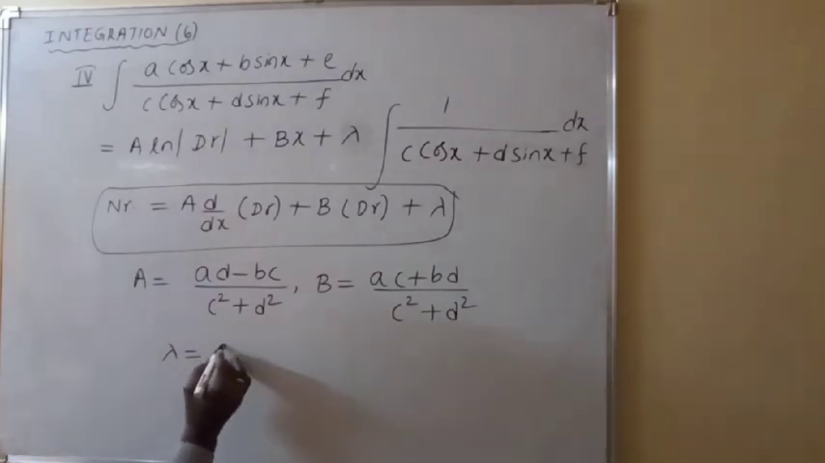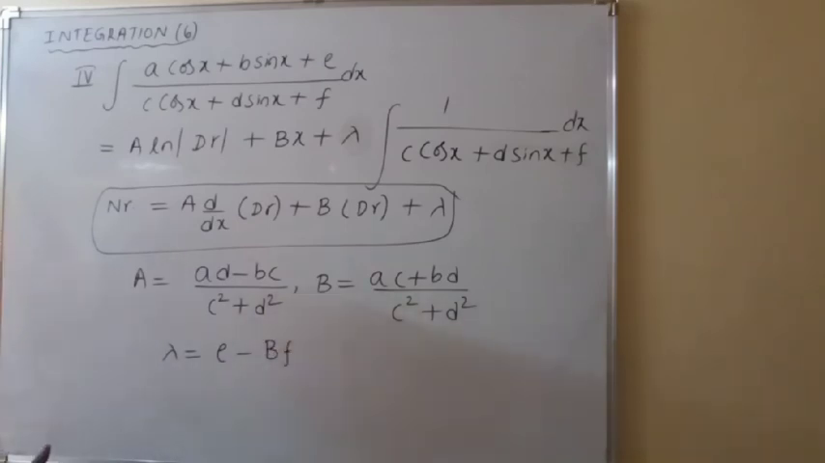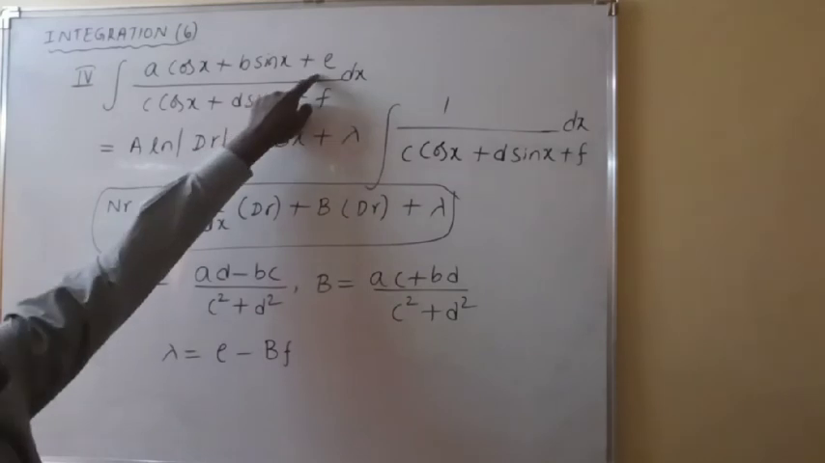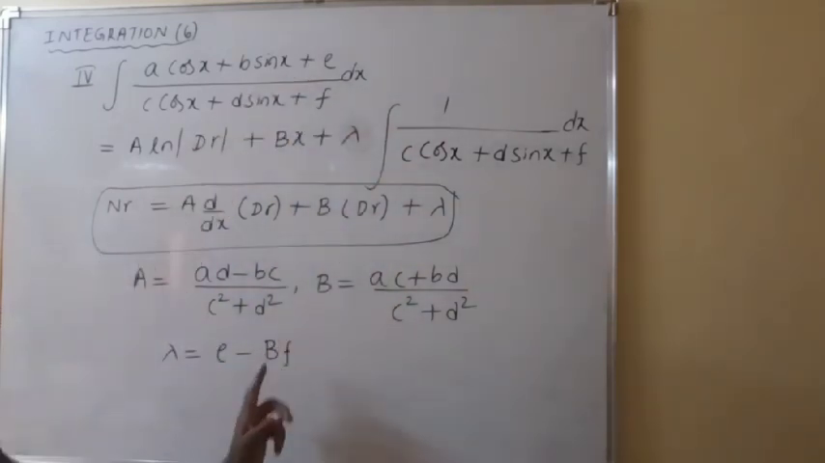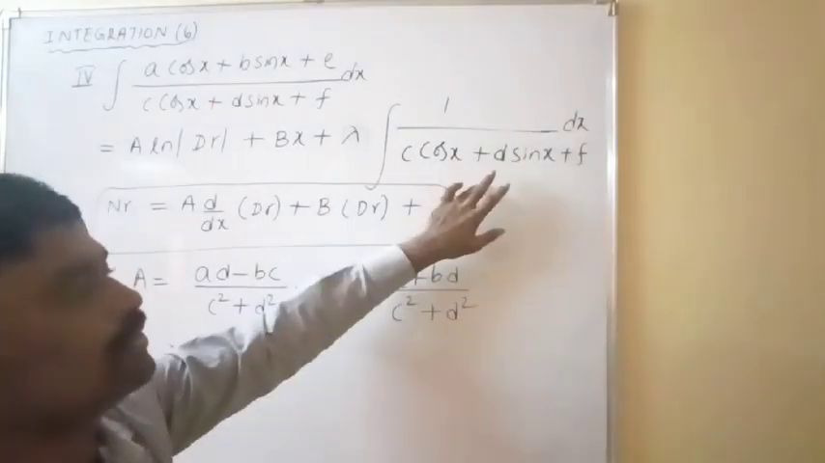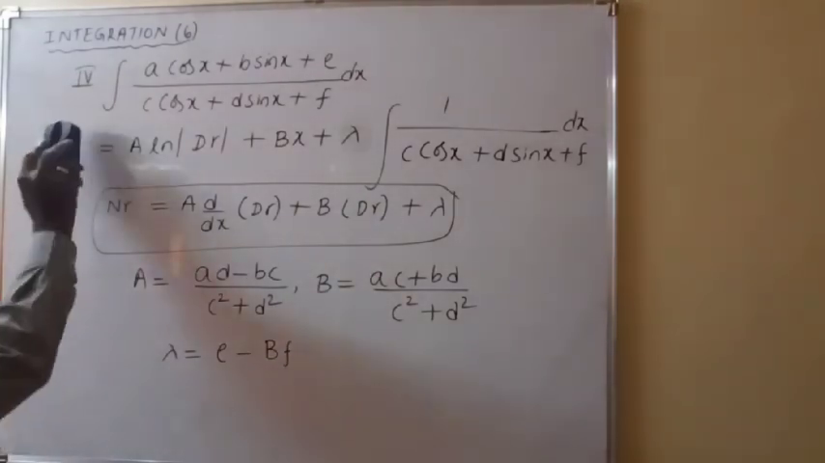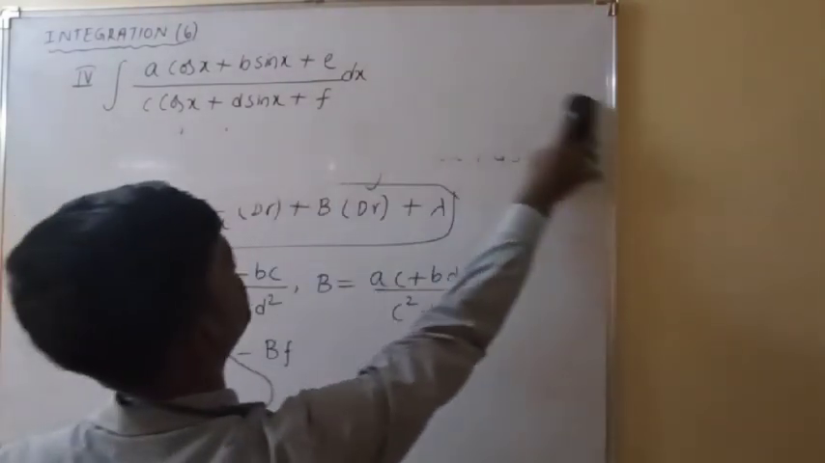E minus capital B into small f. That means small e is the numerator constant, minus capital B into small f, which is the denominator constant. So here also we will get the answer within one line, but this integral we have to evaluate. So here is one question based upon this.